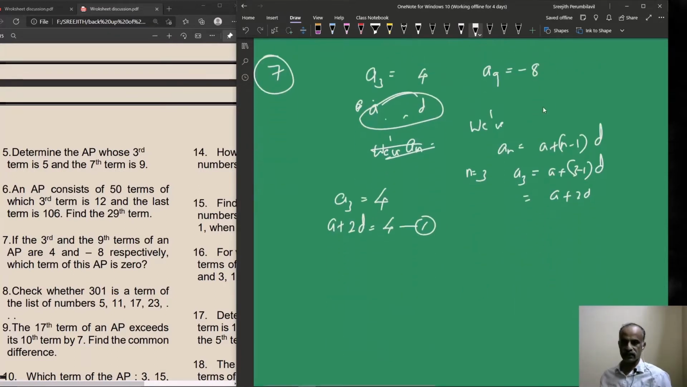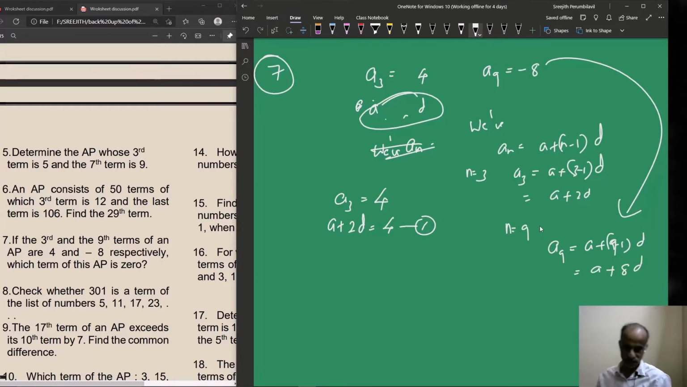Similarly, the next thing is a9 is equal to minus 8. How do you put a9? Put n equal to 9 in this expression. We will get a9 is equal to a plus 9 minus 1 into d. By now you might have got the idea. 10th term means a plus 9d, 9th term is a plus 8d.